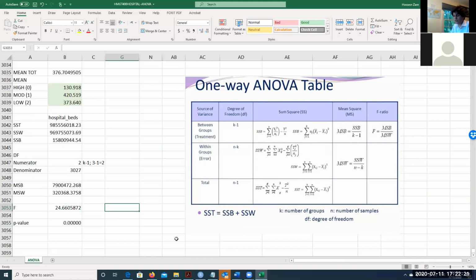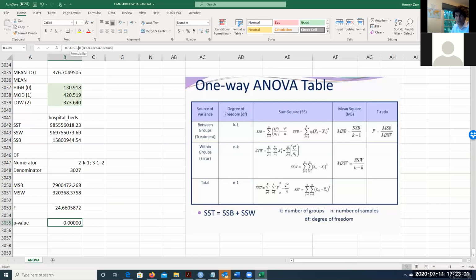Whenever you have a 5% error, if you want to see significance, your number should be between minus 1.96 and 1.96. Any number bigger than 1.96 or smaller than minus 1.96 is significant. So this is using the F-test to understand the significance. But if you like to do the p-value, this is the formula.